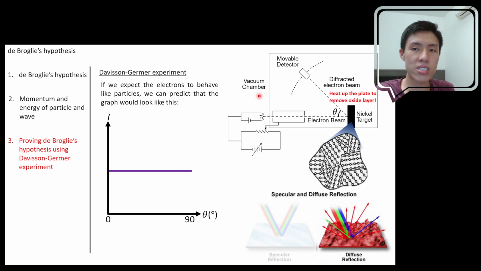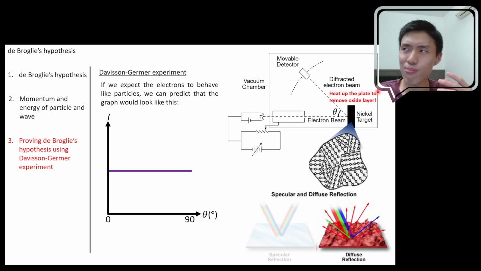Okay, but what happened is Davisson and Germer did something to the nickel target over here. They took this piece of nickel crystal and went to heat up the plate. Okay, they heated up the plate with the intention of removing the oxide layer on top of it. So the oxide layer is something like rust, but in this case it's a nickel oxide layer. So they intended to remove the oxide layer off the top of the nickel target. So I think they went and baked it. I'm not really sure what they did to it, but they put it in a very high temperature environment to remove the oxide layer.